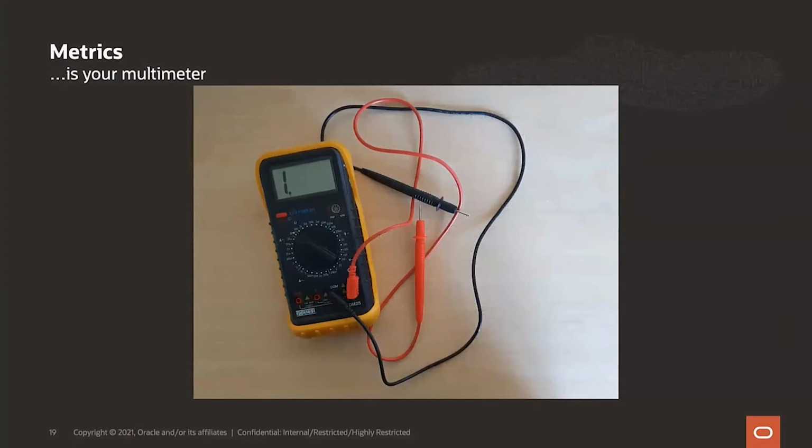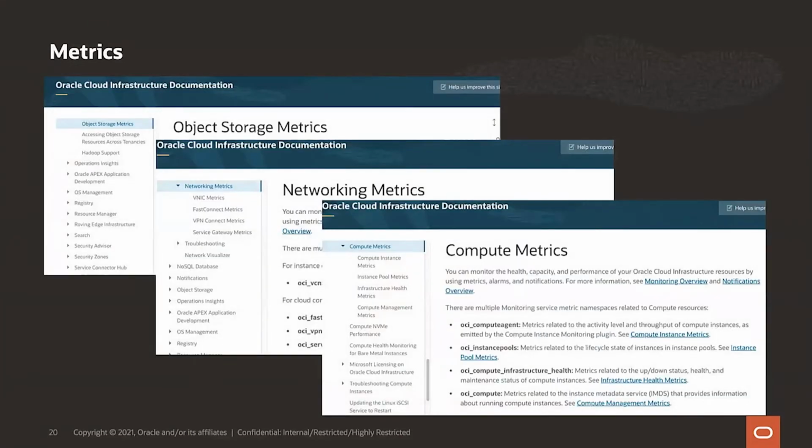Now, if logging is your flight recorder, metrics is your multimeter. There are a large number of system metrics available with OCI. If you look at the documentation for every OCI service, you will see it generates a set of default metrics. You can also create your own custom metrics. So for example, with compute, on an instance, you could be looking at the memory consumption, you could be looking at network consumption.